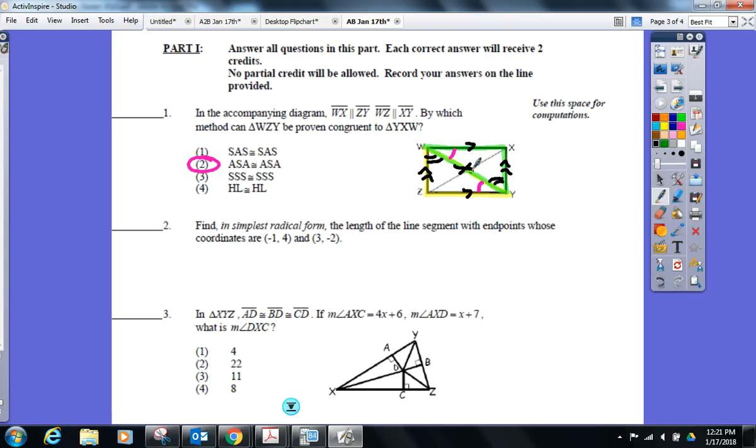We all good? Okay, number 2: find the length in simplest radical form of the segment whose endpoints are the following. What am I going to need here? Distance. Am I going to give that to you? No. I will give you a scrap sheet of graph paper if you want to do Pythag, though. So that might be an option. Distance formula: x2 minus x1 squared plus y2 minus y1 squared.